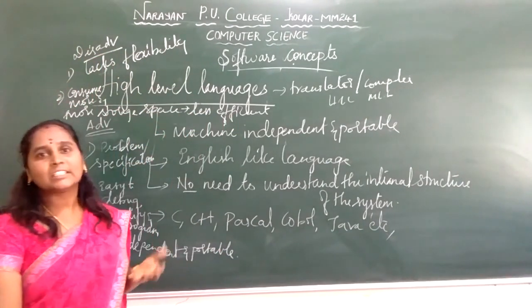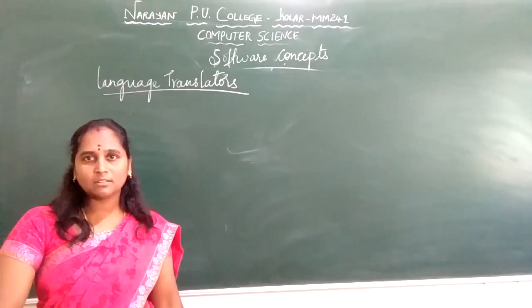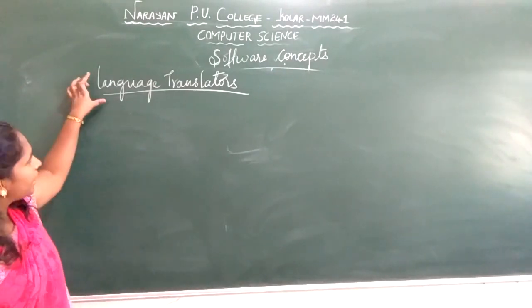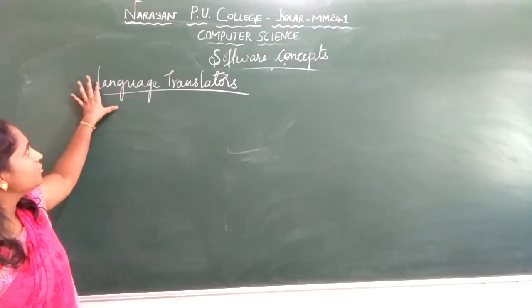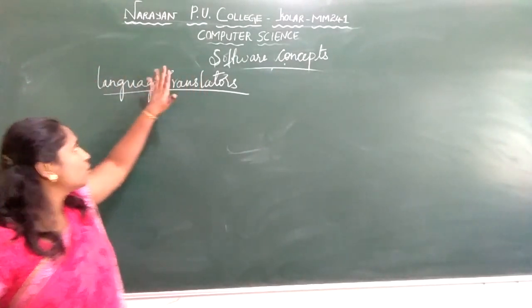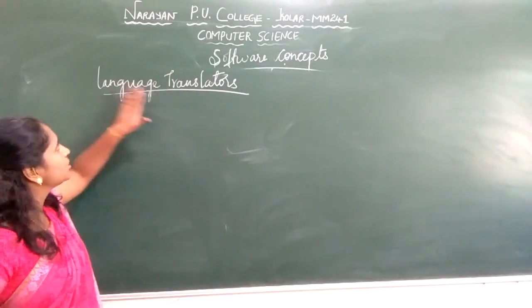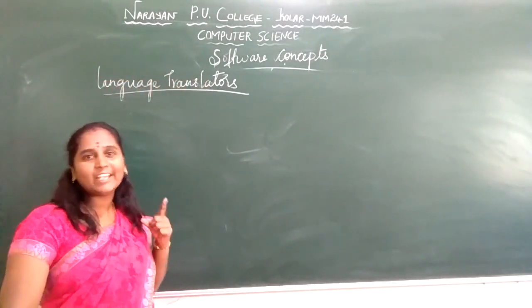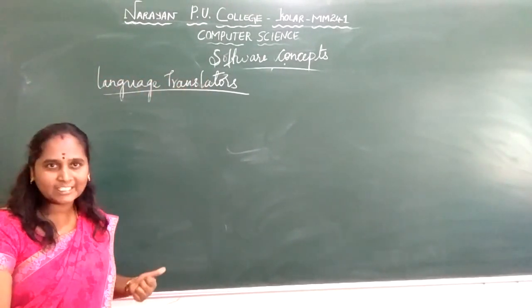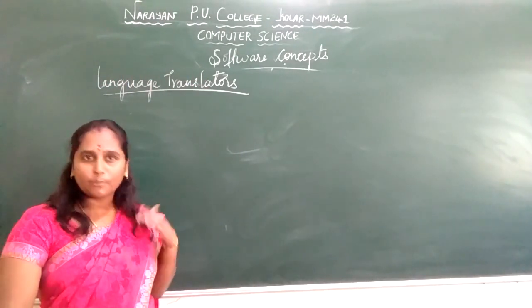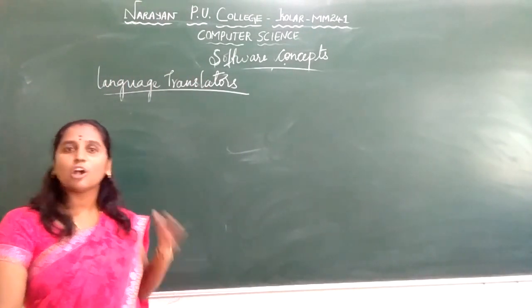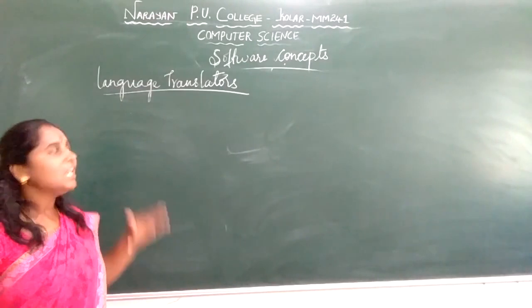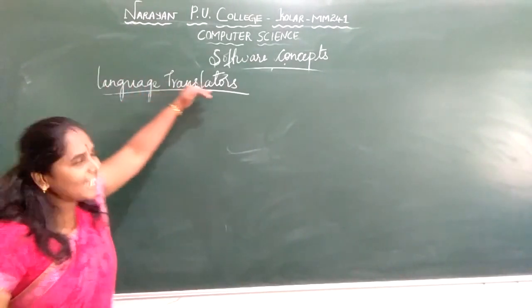Next we will see what a language translator is. The second category under system software is language translator. One category under system software is the operating system. Next, we have seen what computer languages are and how many languages exist in a computer. Next we will see language translator.